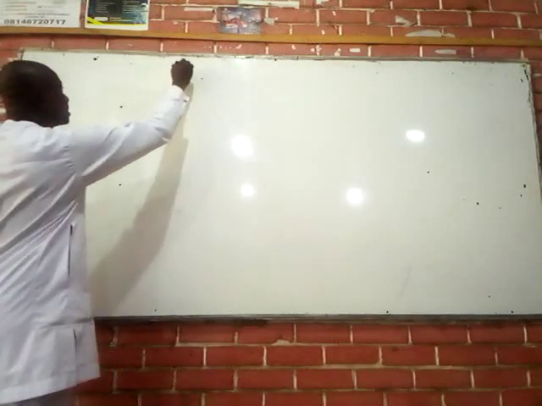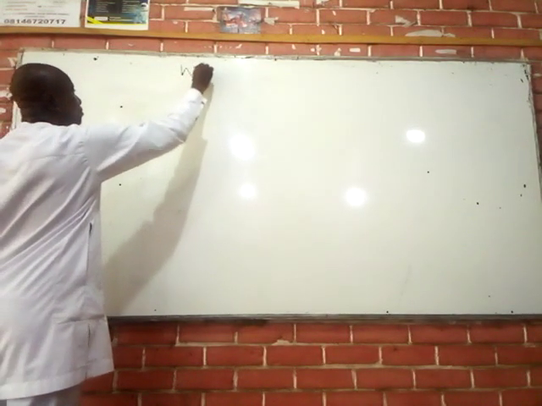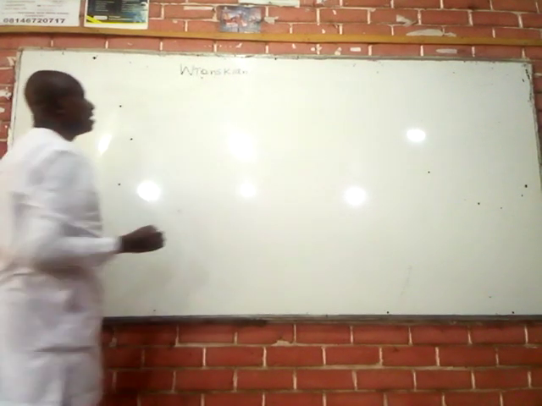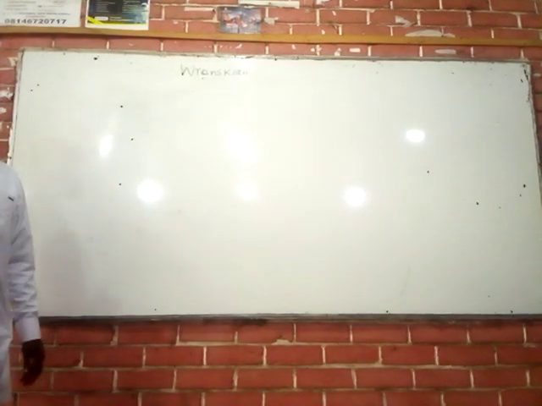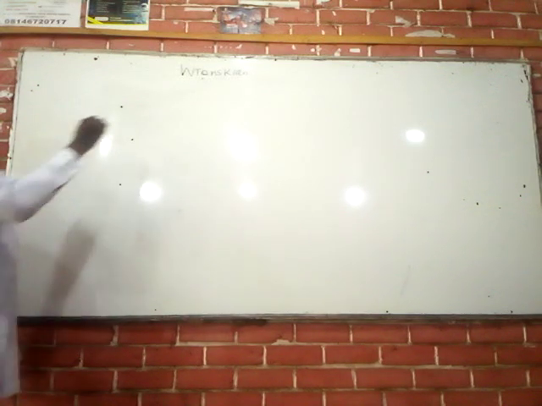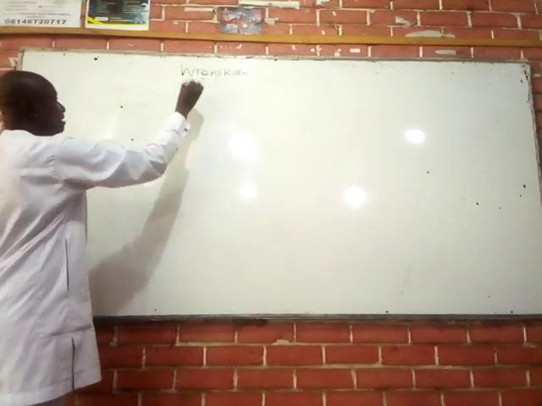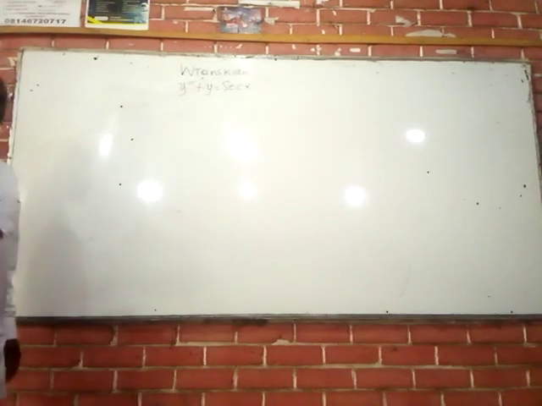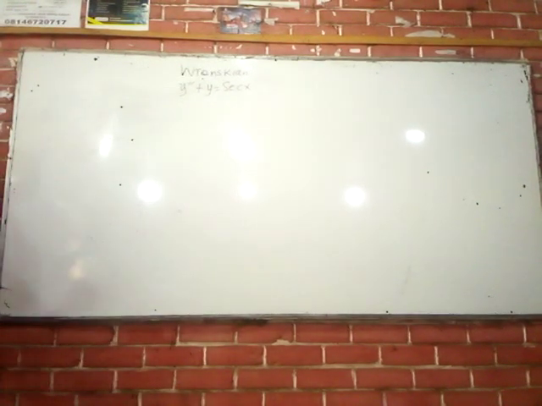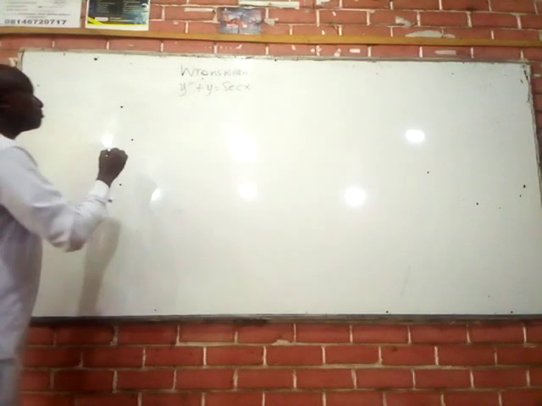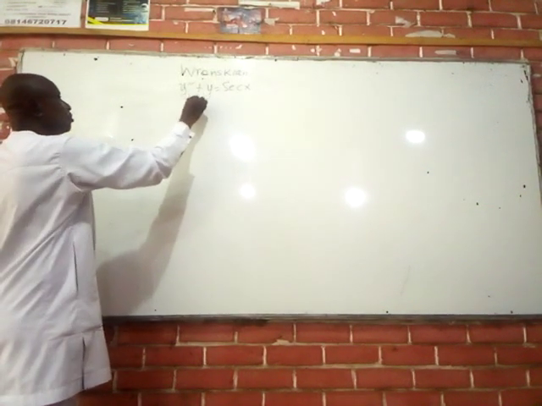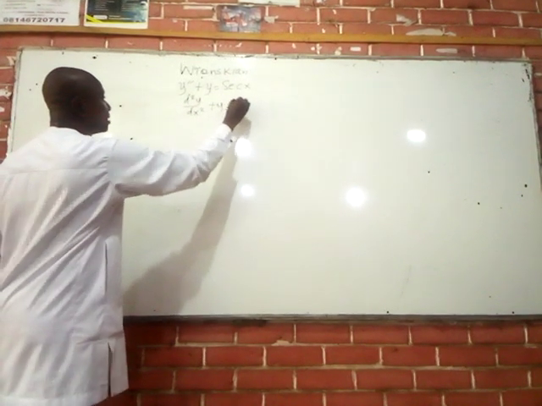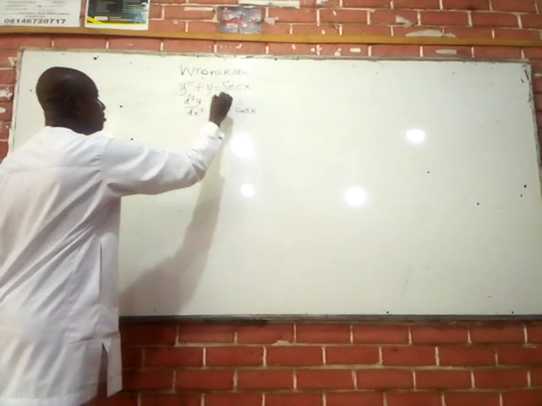We shall be looking at application of WRONSKIAN. WRONSKIAN application in second order non-homogeneous differential equation. For example, when we have y prime prime plus y is equal to sec x. d squared y over dx squared plus y equal to 1 over cos x in the solution process.